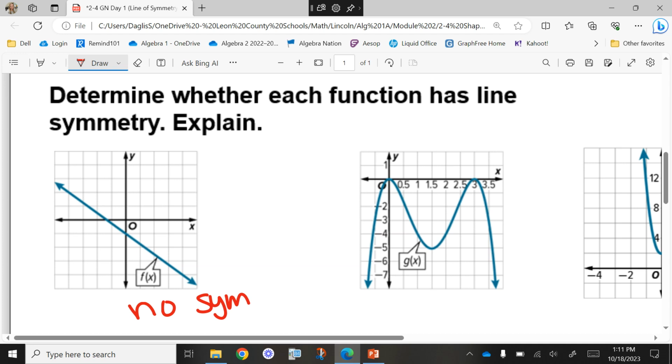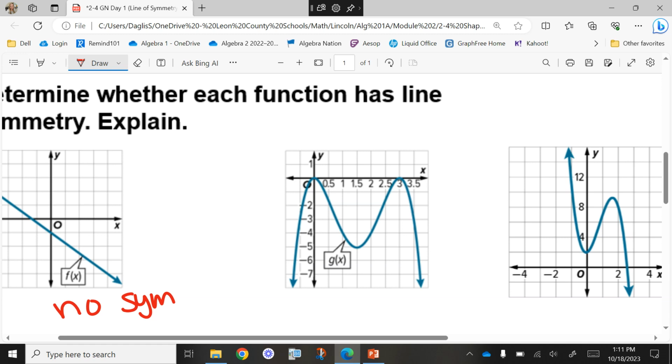Symmetry. No symmetry. Right? How about the middle one? Is there a place I could draw a vertical line, almost like a mirror, and both sides reflect over themselves? Yes. Okay, I could do it. If I cut through right there, do you agree both sides are the exact same? Yes. So this has a line of symmetry.